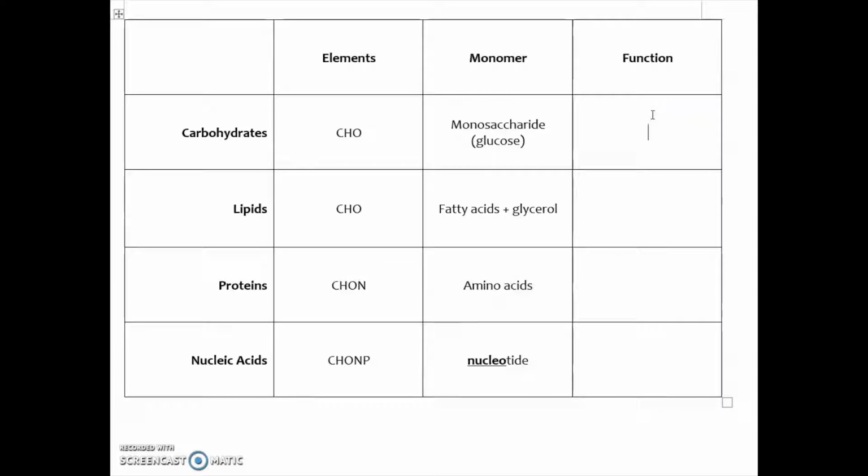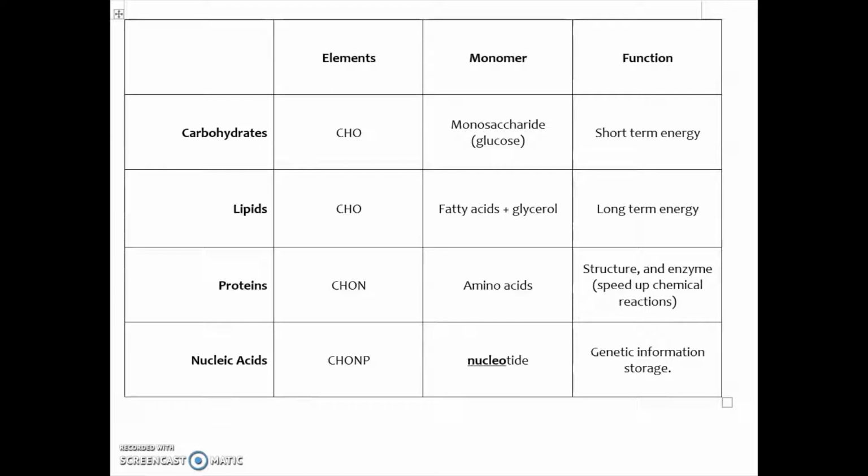Okay, so the most important function for carbs is short-term energy. For lipids, it is long-term energy. For proteins, we have structure and enzyme function, which is to speed up chemical reactions. And nucleic acids are used for genetic information storage.